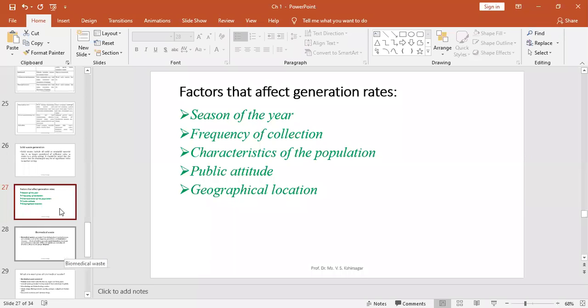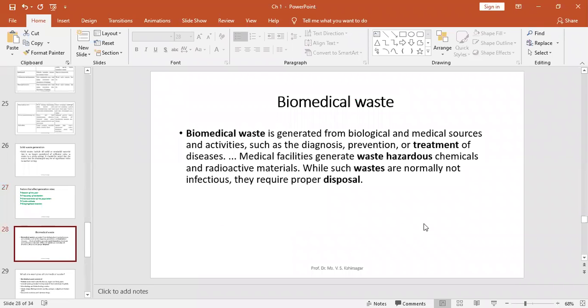We'll move to the next point. The last point of this chapter is the biomedical waste. So you should know what is meant by the biomedical waste first, the concept. What is the biomedical waste? The name itself is telling you the meaning of biomedical waste.